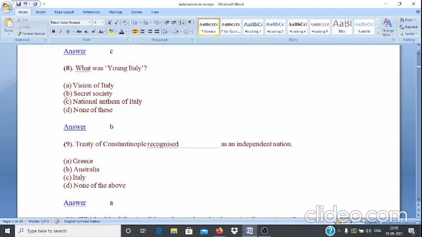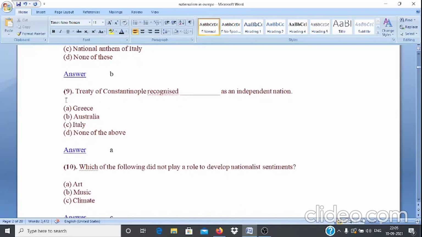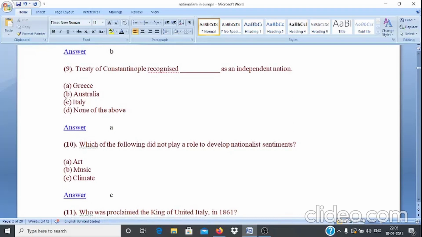Question number 9. Treaty of Constantinople recognized dash as an independent nation. Options are A. Greece, B. Austria, C. Italy, and D. None of the above, and answer is A, that is Greece.